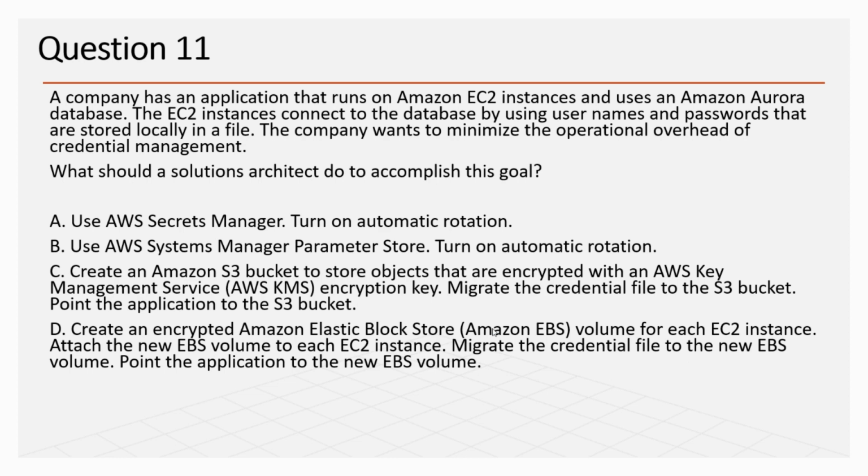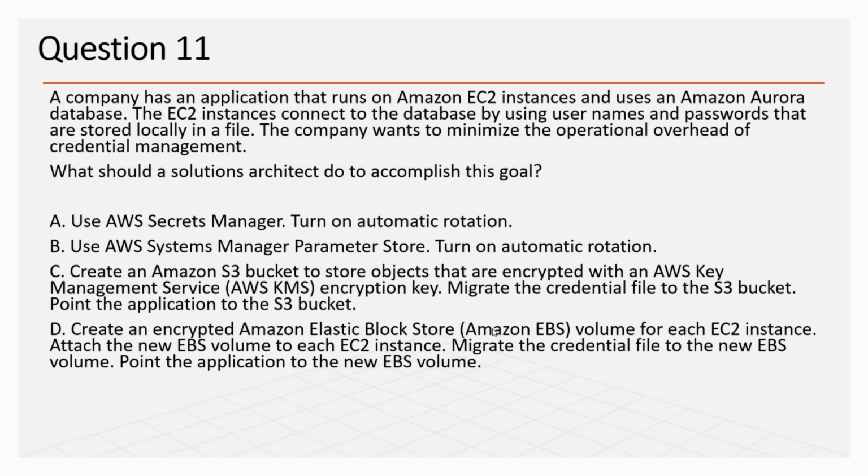Option B, use AWS Systems Manager Parameter Store, turn on automatic rotation. Option C, create an Amazon S3 bucket to store objects that are encrypted with an AWS Key Management Service encryption key. Migrate the credential file to the S3 bucket. Point the application to the S3 bucket.